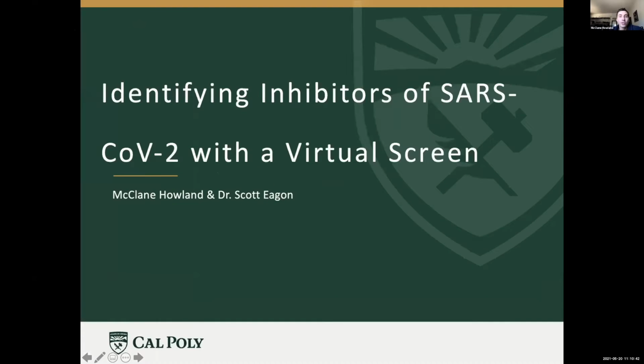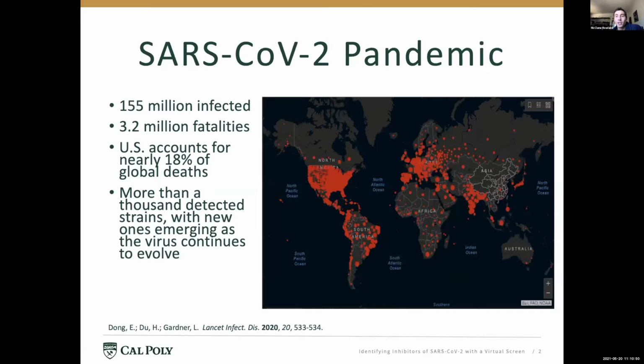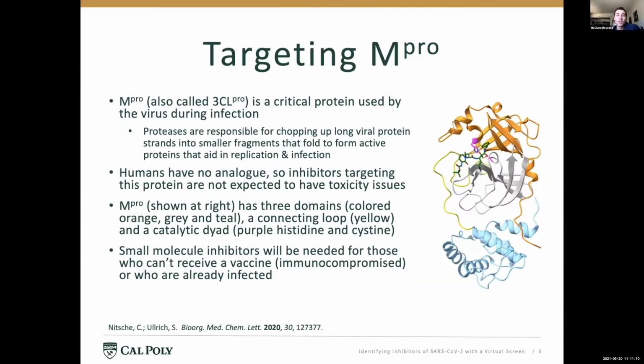So our research was working on identifying inhibitors of the SARS-CoV-2 virus using virtual screening techniques. As you all know, it's a big pandemic. We've got 155 million infections, nearly 3.2 million fatalities, and here in the US, we account for nearly 18% of those deaths. And we've got more than 1,000 detected strains with new ones emerging all the time as the virus continues. So we were looking for ways that we could help with this.